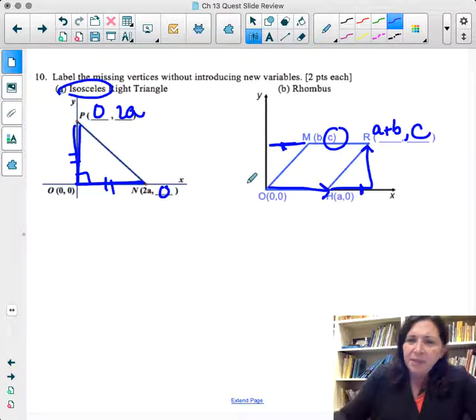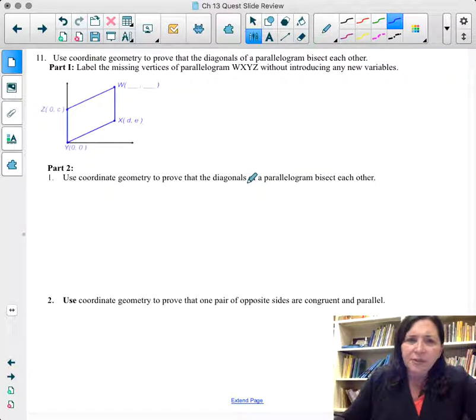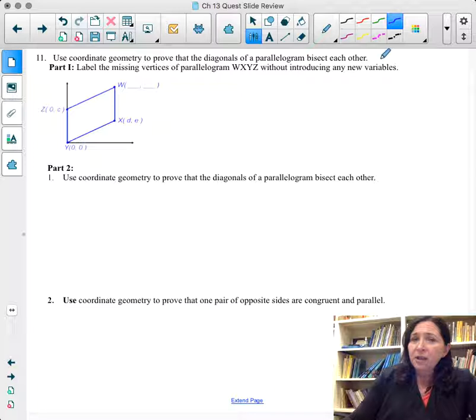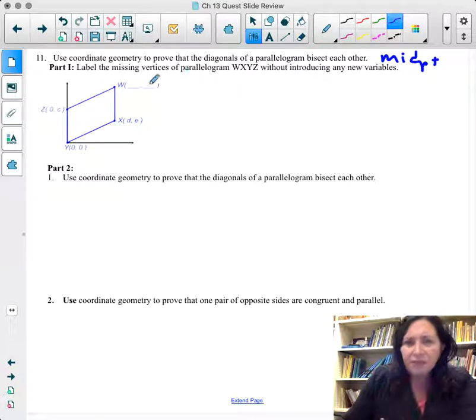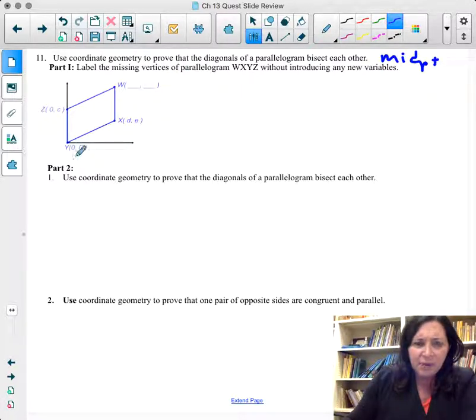And then the last problem looks something like this. It says use coordinate geometry to prove that the diagonals of a parallelogram bisect each other. And we just talked about that. So for that one, we are going to use the midpoint formula. It says label the missing vertices without introducing any new variables. So for this, we had 0, 0. This was DE. So this is going to be D, comma, C plus E.